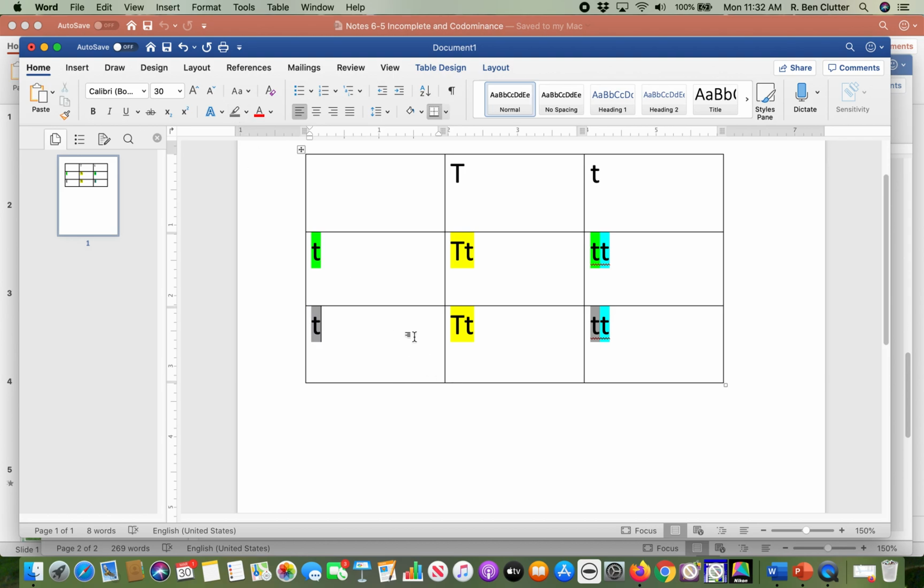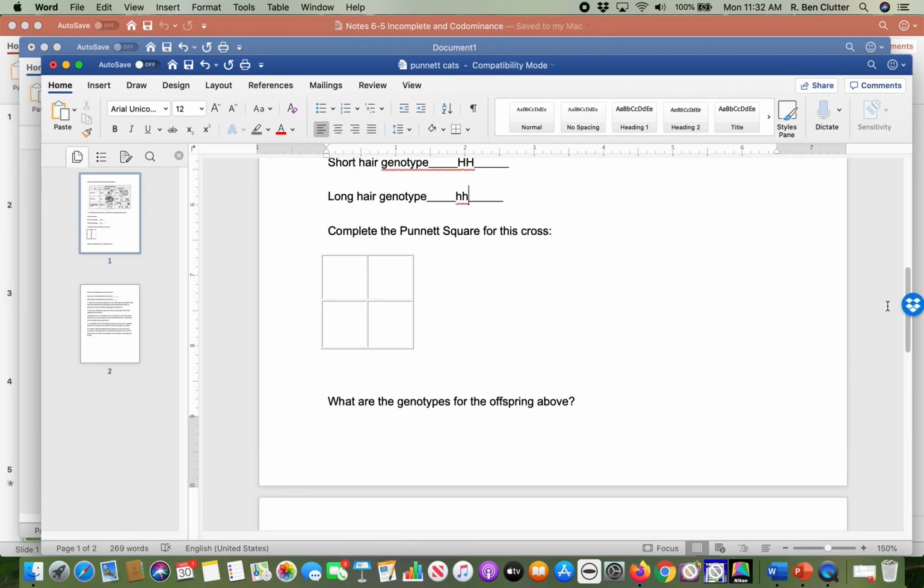All right. And this would give us a result of that these two yellows would both be tabby, and these two right here would both be stripeless. And so this would give us our 50% and 50% ratio.